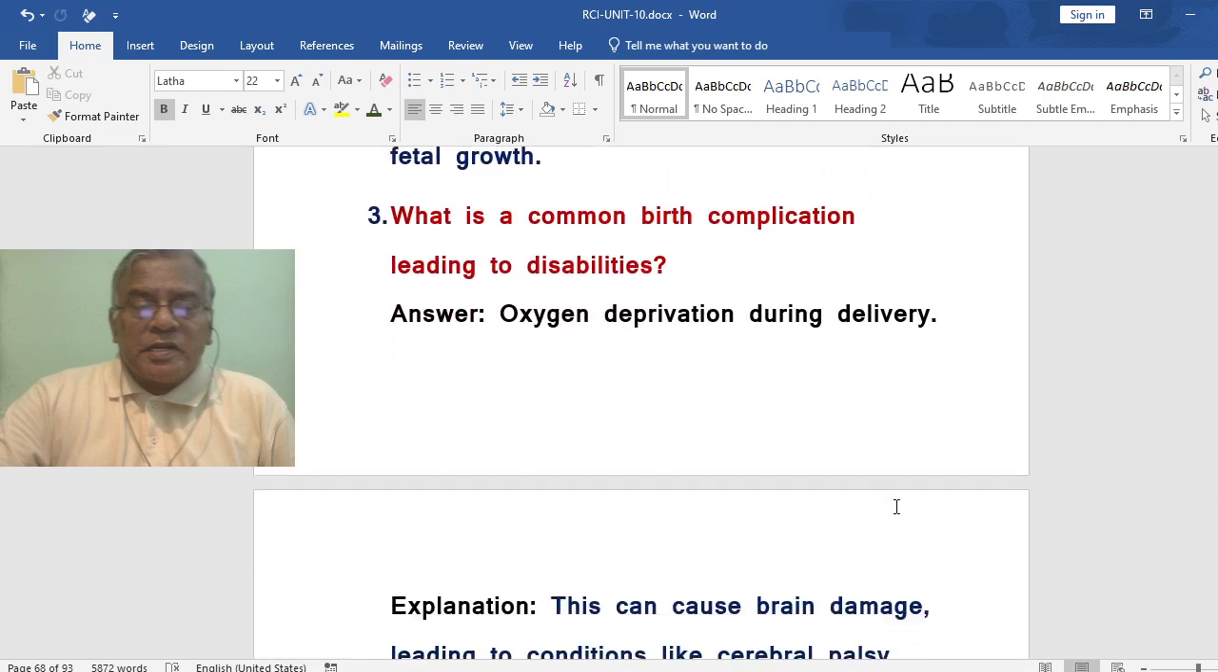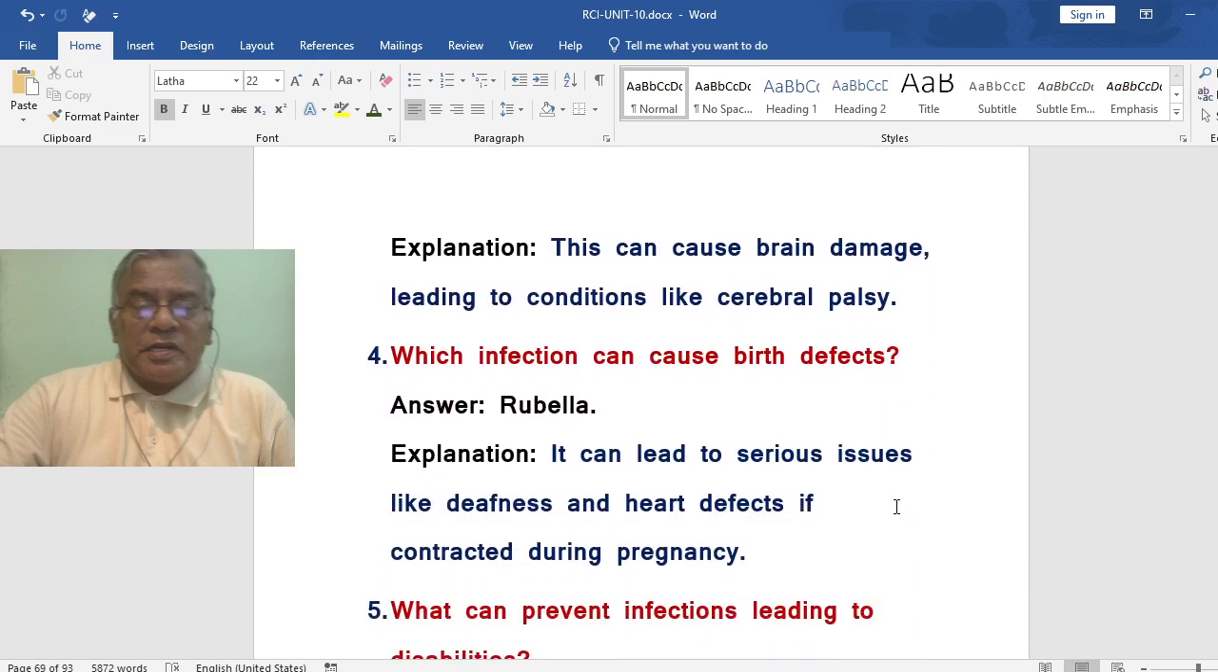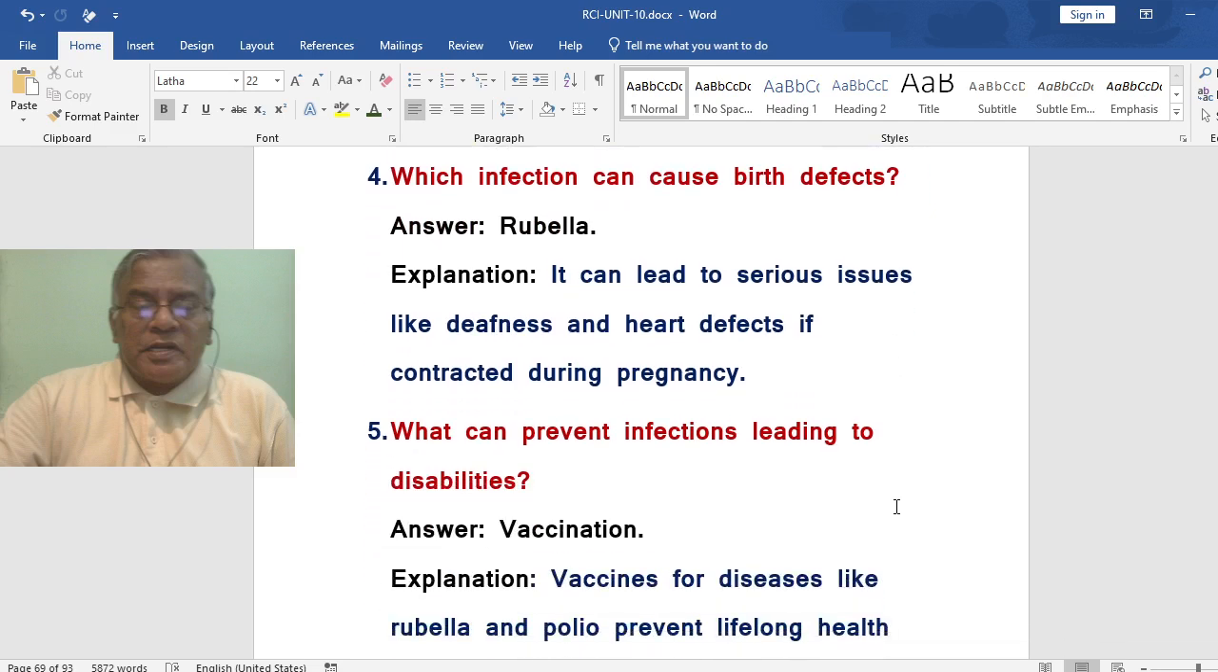What is a common birth complication leading to disabilities? Oxygen deprivation during delivery. That is a common birth complication leading to disability. This can cause brain damage, leading to conditions like cerebral palsy. Which infection can cause birth defects? That is rubella. It can lead to serious issues like deafness and heart defects if contracted during pregnancy. Rubella is a disease that can come from the mother if she is a perpetual drinker, a drunkard in other words, goes on drinking alcohol, it may cause some trouble for the child.